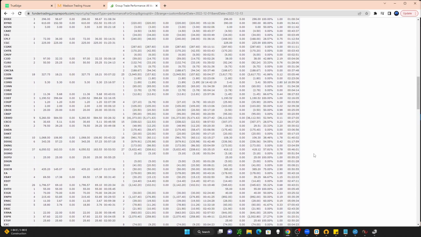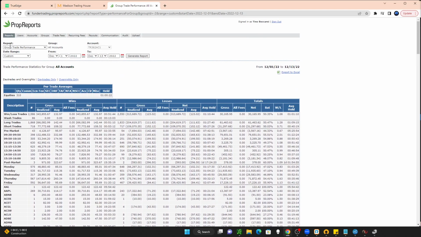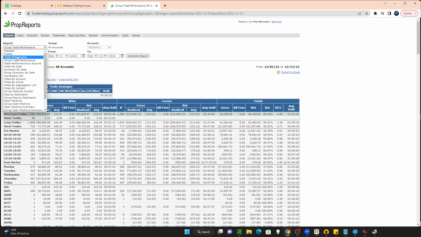And it's giving me a breakdown of all the stats. Now I'm in the group trade performance tab. So when you're in your individual login, you would go to trade performance. And you select the dates, generate report, and here it is. There's a lot more you can do with this by far than what I'm showing you. This is just the simplest version of it, but this can break down into excruciating detail if you wanted to. You just have to choose the right reports, but they got a lot of them.